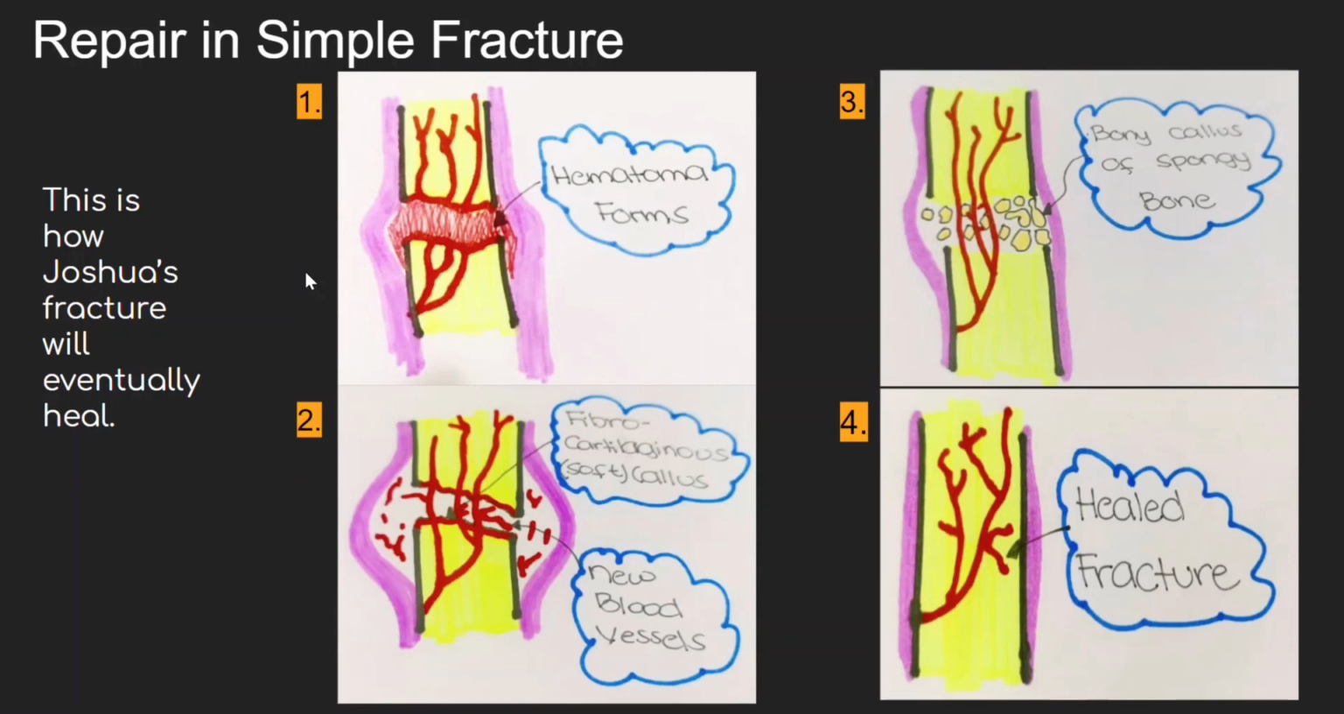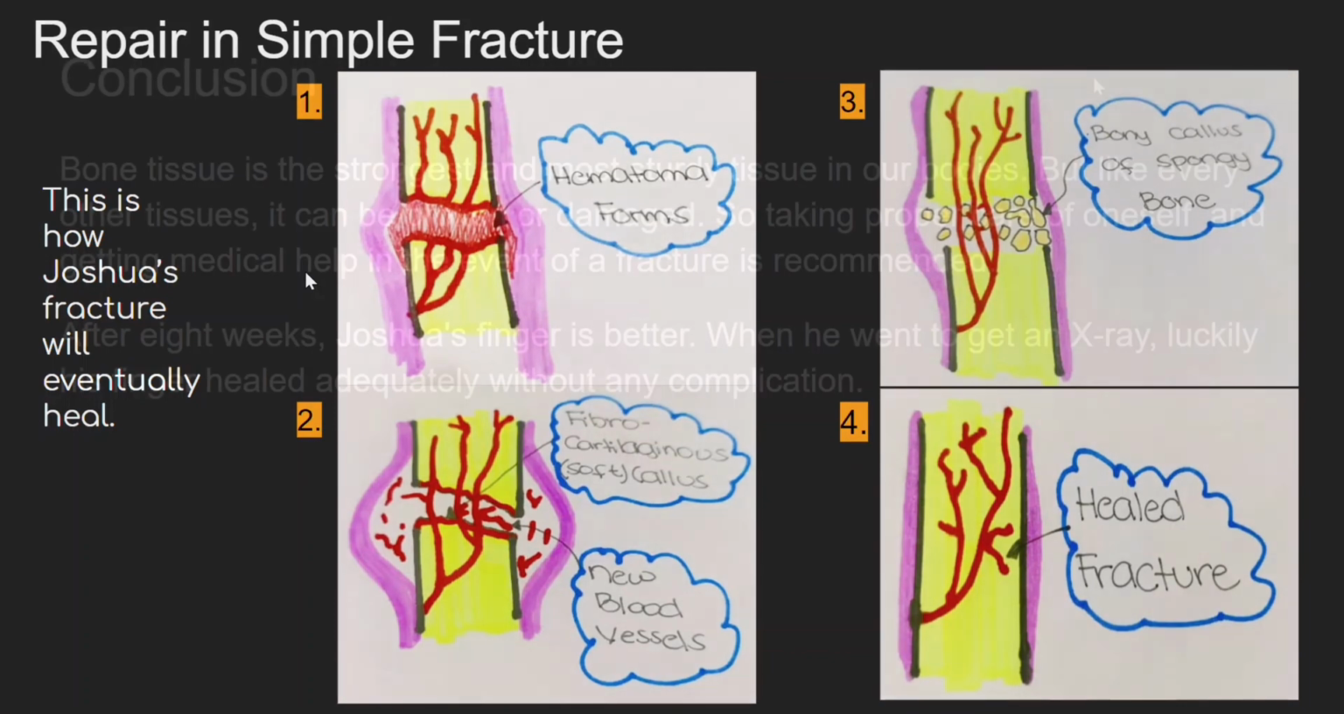The third one is that this fibrocartilaginous callus, which is the soft callus, will eventually be replaced by bony calluses of the spongy bone. Lastly, bone remodeling happens. Compact bone will replace the spongy bone, while osteoclasts will break down extra bone around the fractured area. The fractured bone heals and bone tissue is created the same as the original one.